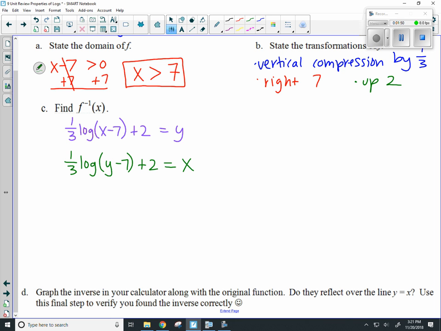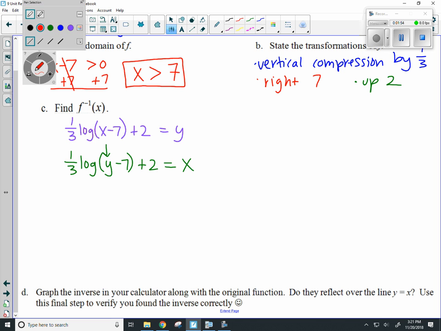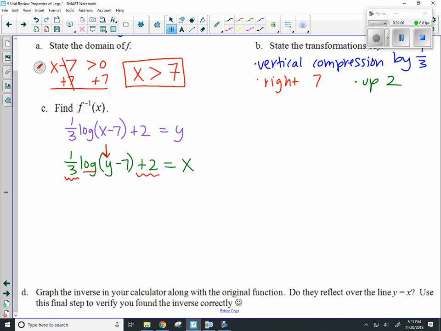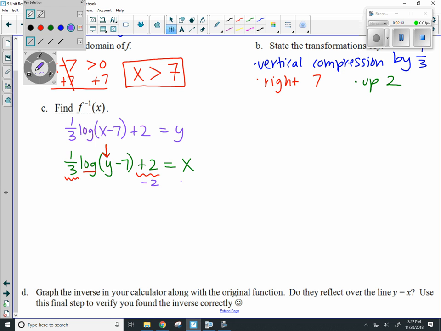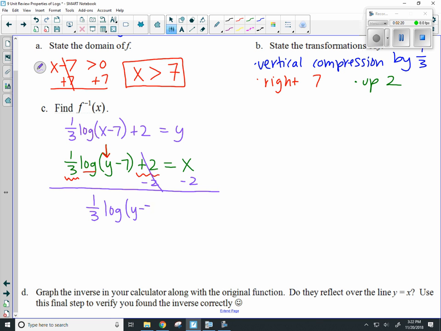All right, now, remember, our goal is to try to get this y by itself. And we can't get that y by itself until the log is gone. And we can't get rid of the log until the 1/3 is gone and the plus 2. So we're going to start by whittling our way down to try to get at that y by starting by subtracting 2 from both sides. So 1/3 log y minus 7 is going to equal x minus 2.